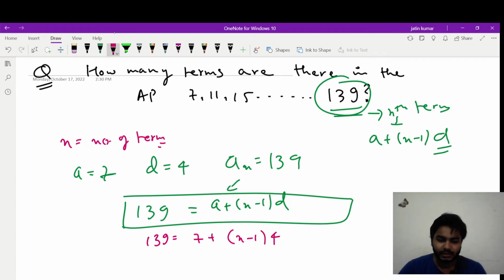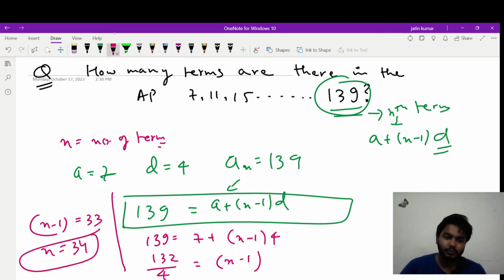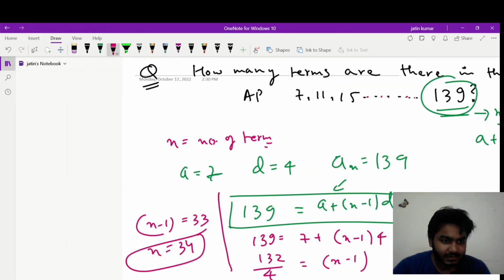Now solve it. 132 upon 4 is equal to n minus 1. 4 3s are 12, so 33. So n minus 1 will be 33, so n will be 34. So there are 34 terms in this AP. The AP ends at 139 and there are 34 terms in this AP. So this is also a kind of question.